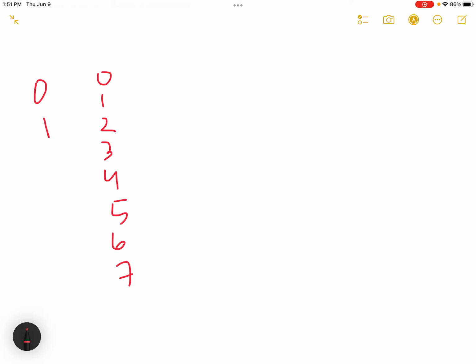And then we have decimal, which is basically what we use every day. So 1, 2, 3, 4, 5, 6, 7, 8, 9. This is decimal number system.